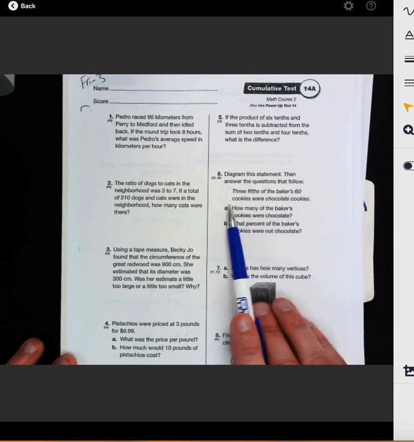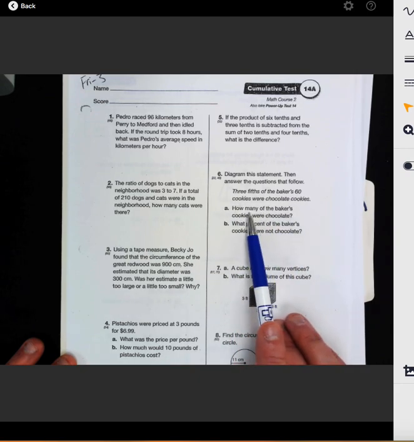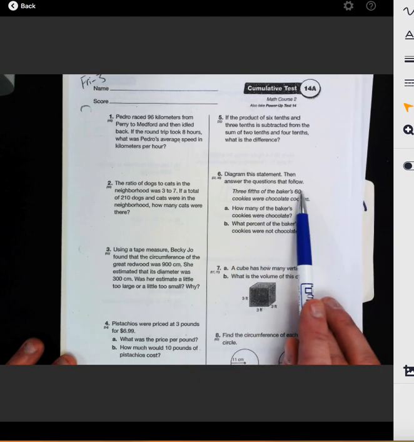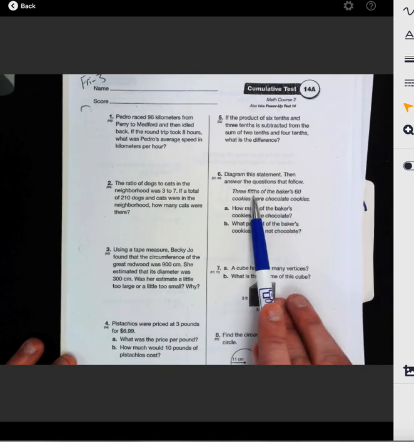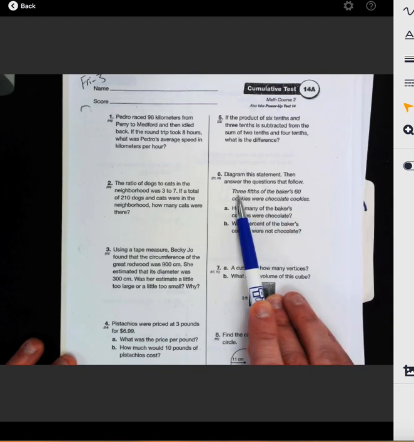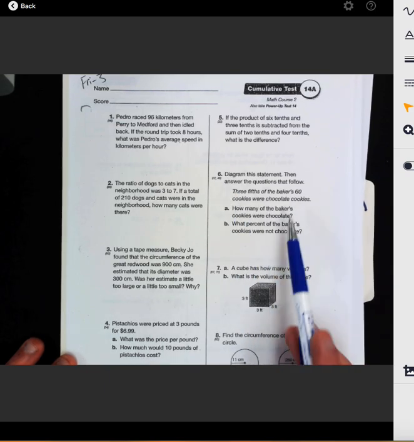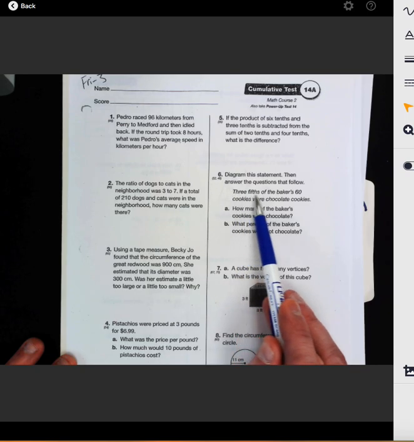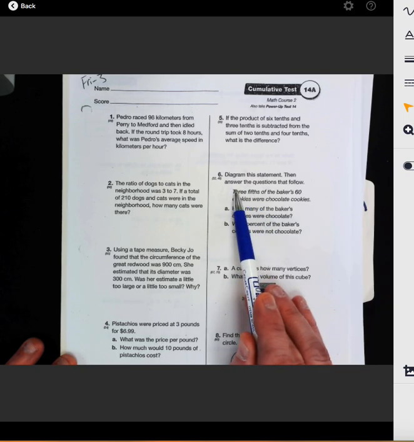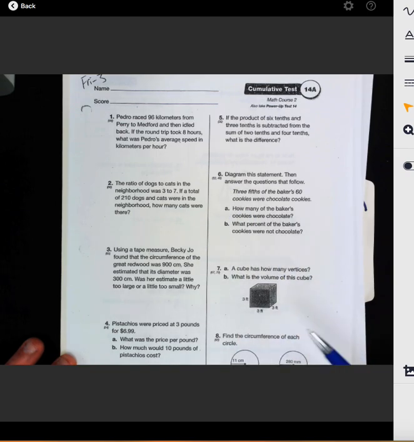3/5 of the baker's 60 cookies were chocolate. How many of the cookies were chocolate? I do 3/5 of 60. Divide by my denominator, take that answer, multiply it by your numerator. What percent were not chocolate? So I need to know what 3/5 was as a percent, and then you want to subtract that from 100 because you want the not chocolate.